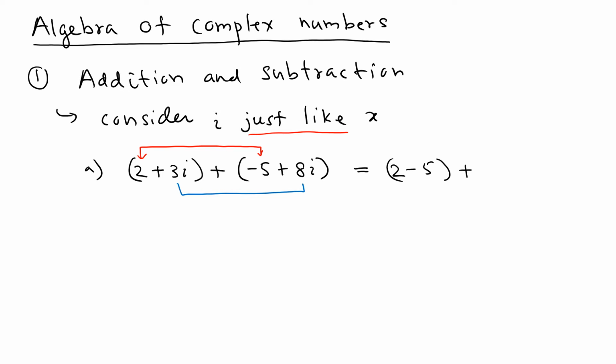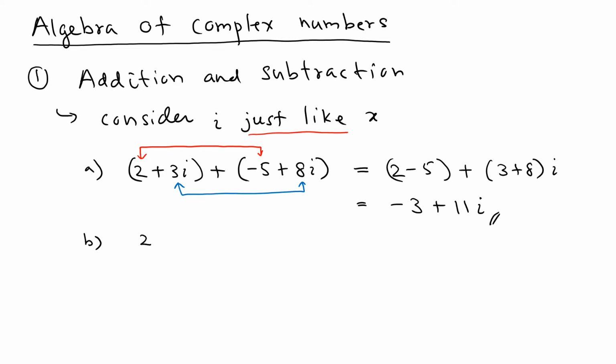So we just consider i is like x, like a variable. So you can write this one as 3 plus 8, those are 2 numbers, times i. Now we're going to simplify this one. From the first one, you will get negative 3, and 3 plus 8 means 11i. So that is the answer from the addition. As you can see, it's very simple. And let's look at a subtraction problem.